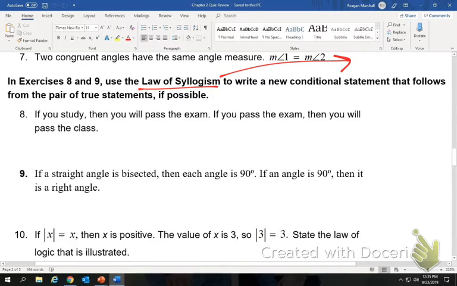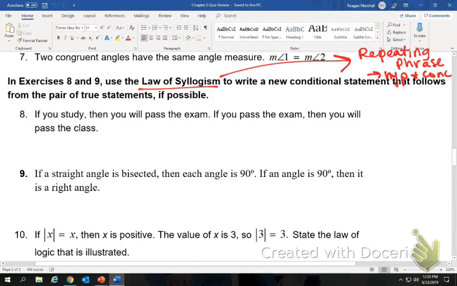Here's what I told you guys in the video to look for. You want to look for a repeating phrase. And that repeating phrase needs to be a hypothesis in one sentence and a conclusion in another. That's what you're looking for. So in number 8, if you study, then you'll pass the exam. If you pass the exam, then you pass the class.